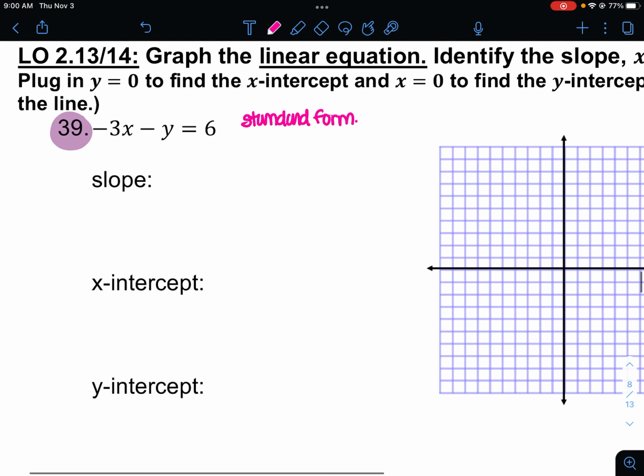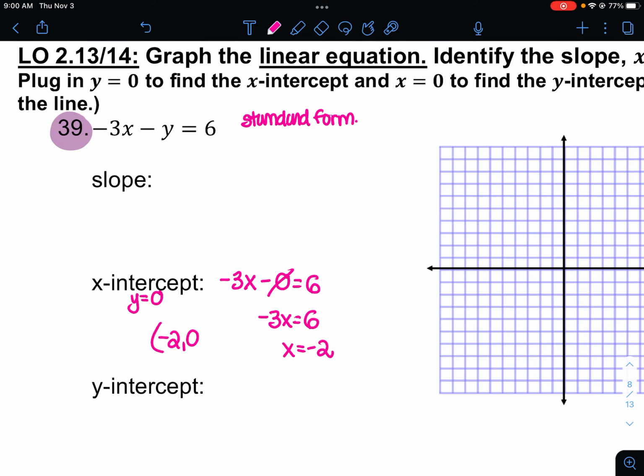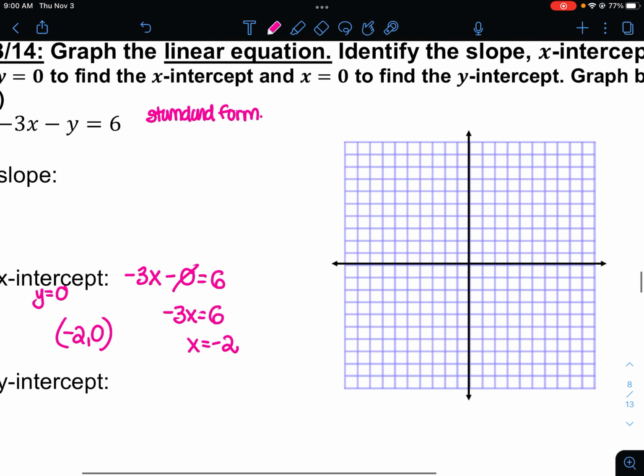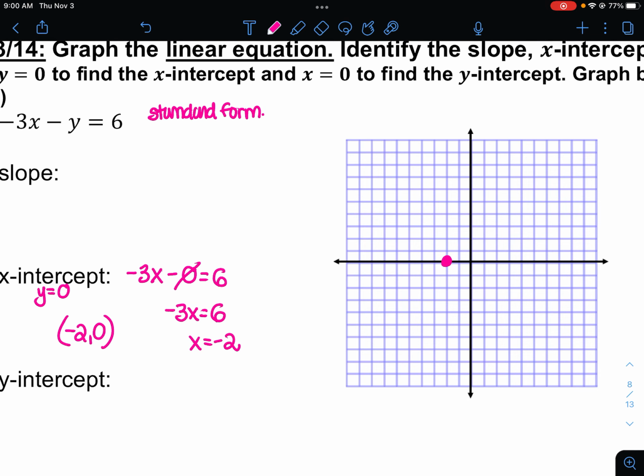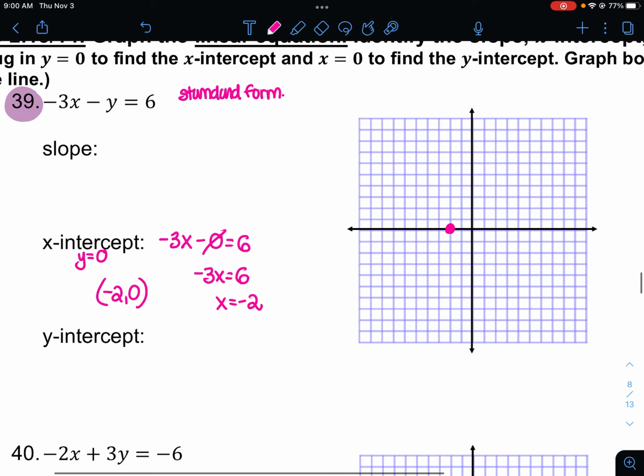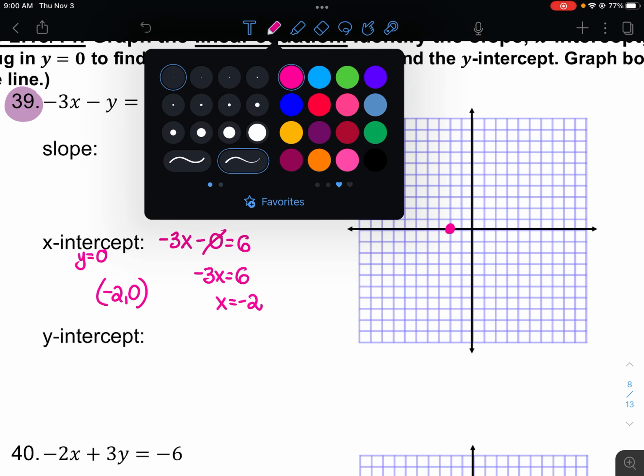So if you plug in y equals 0, this is what it looks like. Negative 3x minus 0 equals 6. Well, that minus 0 goes away, so I'm left with negative 3x equals 6, and then x equals negative 2. Make sure you write it as a point, negative 2, 0. Okay, let's go plot that on our x-axis. Your x-axis is the one that goes left to right, the horizontal line. So we are going to go left 2 and put a point.